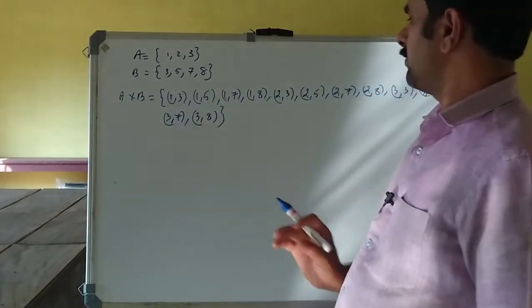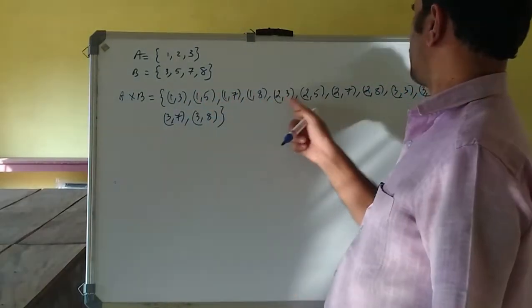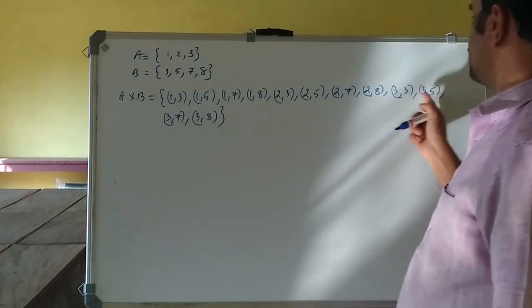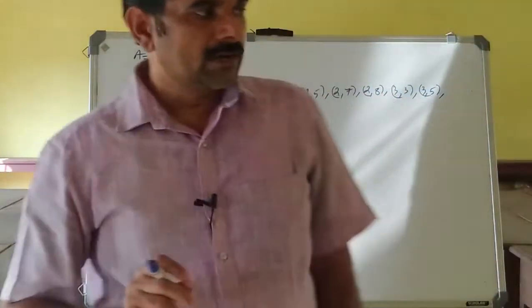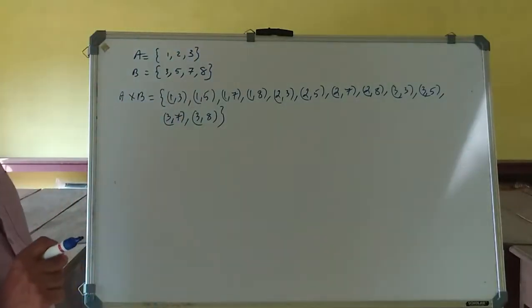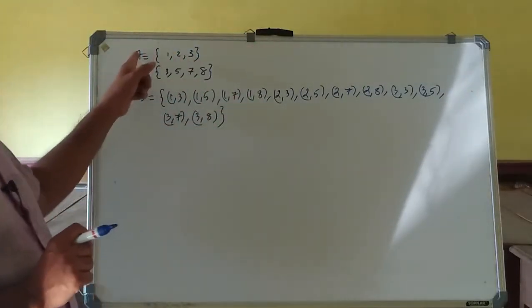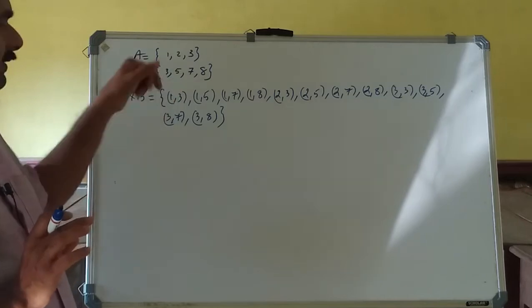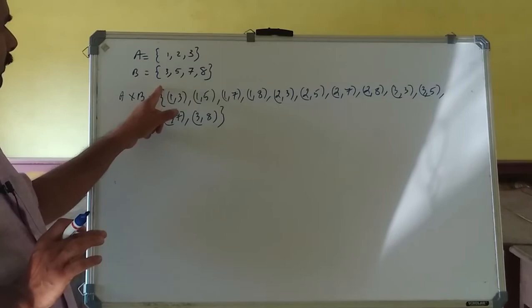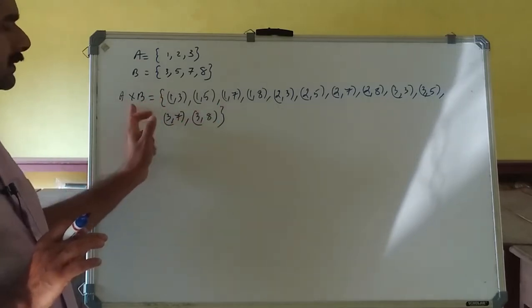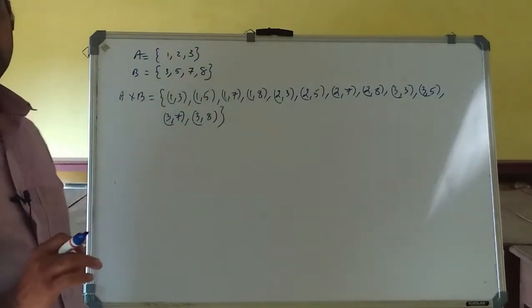There will be 12 elements: 1, 2, 3, 4, 5, 6, 7, 8, 9, 10, 11, 12. So A cross B is a set consisting of 12 elements. A is a set, B is another set, A cross B is another set, isn't it? Because set bracket is used here, this itself is a set.